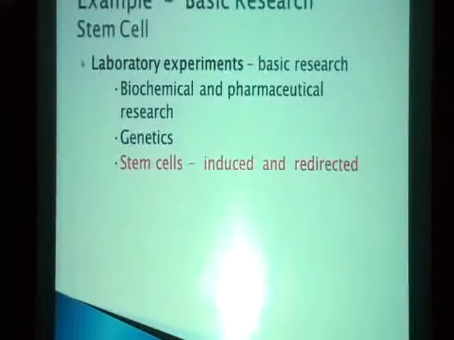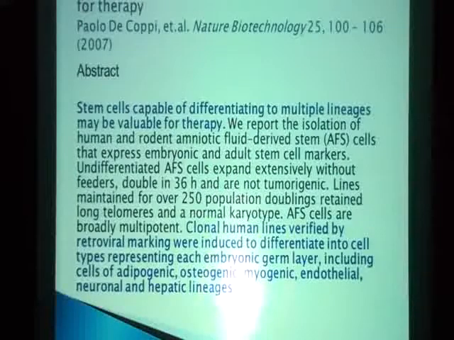All right, let's go to stem cells, induced and redirected. This is isolation of amniotic stem cell lines with potential for therapy. And it talks about, in the abstract, stem cells are capable of differentiating into multiple lineages, and that cloning human lines, verified retroviral markings, etc., etc. This is what they set out to do.